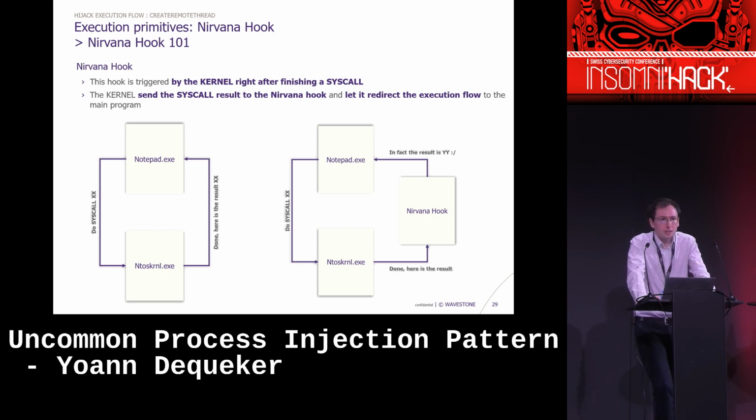When you are implementing a Nirvana hook, the process will still do the syscall. The kernel will still process the syscall, but it will not send the return value directly to notepad.exe. It will send it to the Nirvana hook, and the Nirvana hook will send back the result to notepad.exe. So Nirvana hooks are a way to have scheduled execution of arbitrary code on any process.